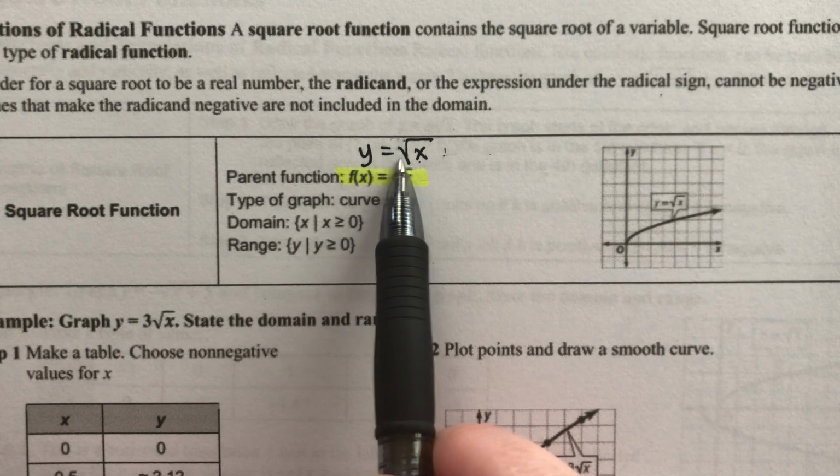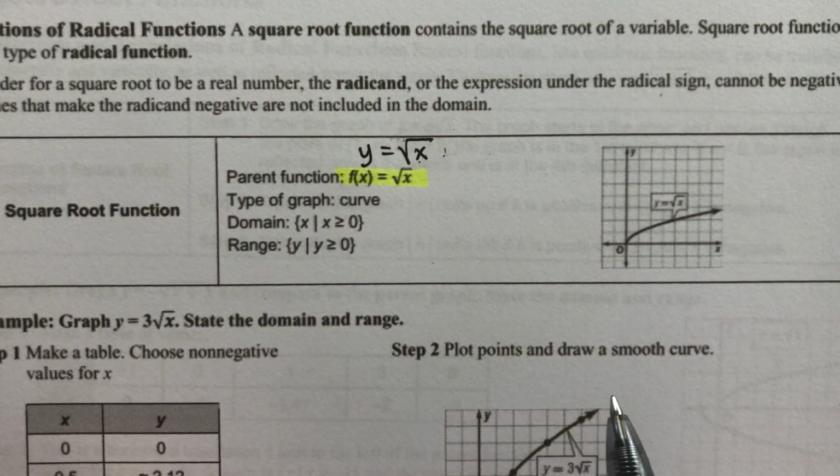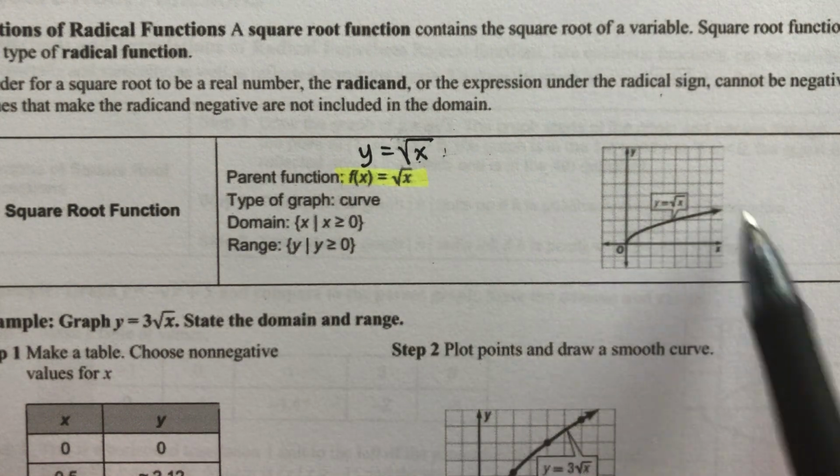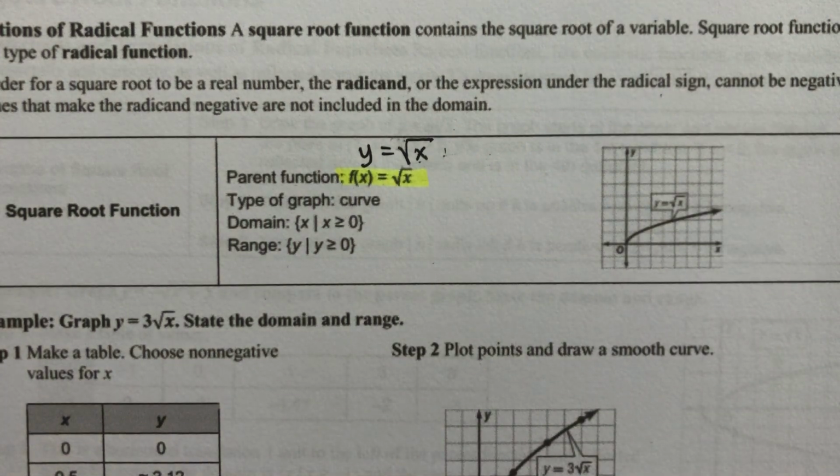We might put a number in front of the radical sign. That's going to change our graph. But as far as the parent function, just the square root of x, this is what it looks like, okay? So here, they give an example.